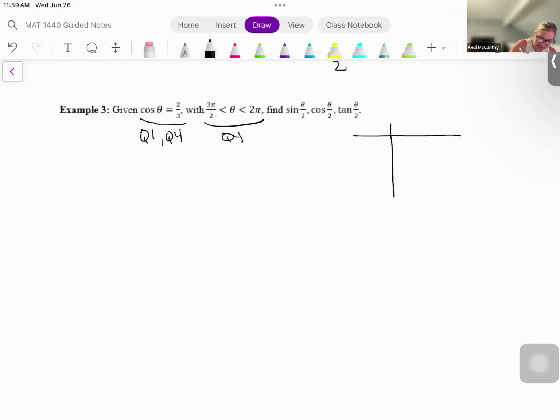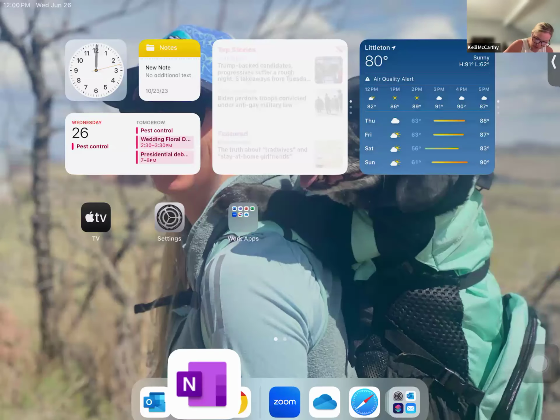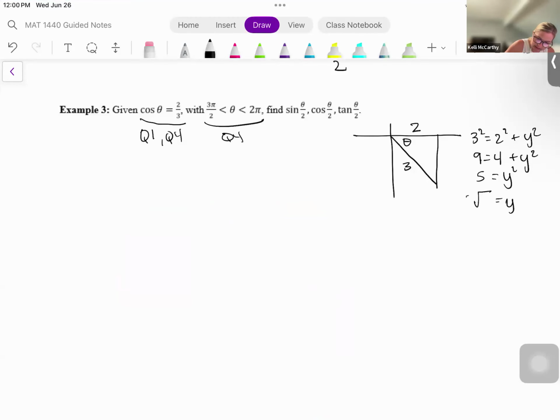So we'll set up our picture because we are given the value of cosine theta is 2/3. So the adjacent side is 2, the hypotenuse is 3. Now we're going to probably need that other side. So let's go ahead and complete this triangle using the Pythagorean theorem. Three squared equals 2 squared plus y squared. 9 equals 4 plus y squared, or y squared is equal to 5. Since we're in the fourth quadrant, y is going to be negative. So y is equal to negative square root of 5.